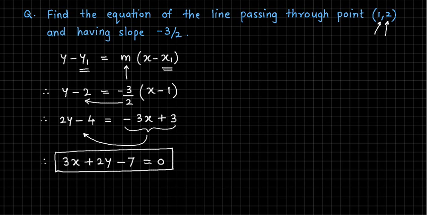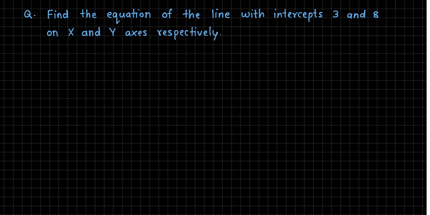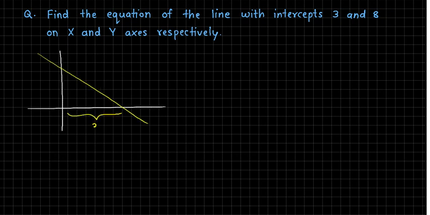Let's see one more variety of the question. Now here we have to find the equation of the line which has the intercepts 3 and 8 on x and y axis respectively. So here, as they are talking about the intercepts, what it means is like this, right? We have been given the x and y intercepts as 3 and 8. Of course, the figure here is not on the scale.